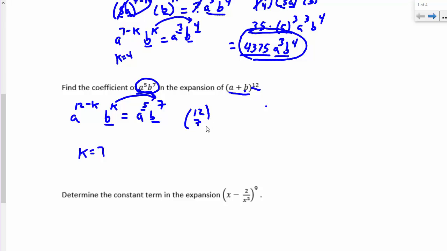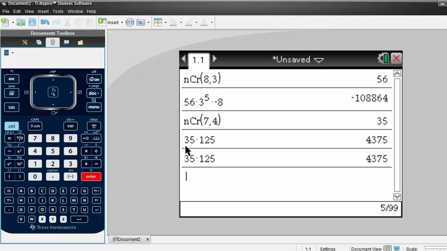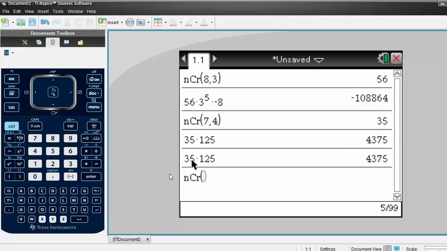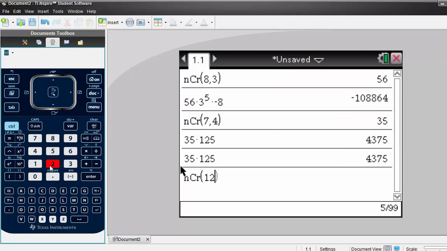This is just a number, a combination, and then we have a to the power of n minus k, so it's 12 minus 7, which we know is 5, and then b to the power of k, which is 7, which is actually the same thing as our target. So all I'm really looking for is, what is this? If I know what that is, I have my answer. So again, I'm going to consult the calculator. I'm going to go to menu, probability, combination, and this will be 12, 7.